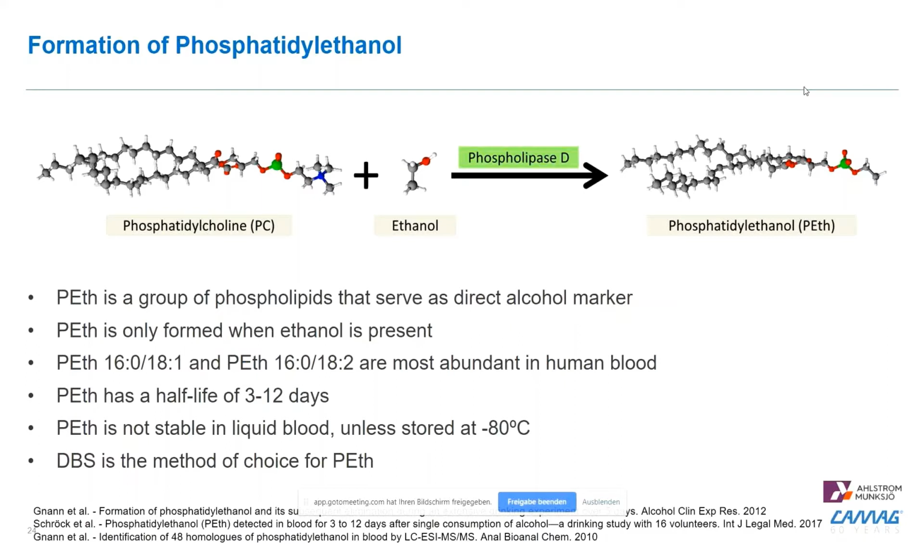PEth 16:0/18:1 and PEth 16:0/18:2 are the two most abundant forms of phosphatidylethanol present in human blood and are often measured together. PEth itself has a half-life of 3 to 12 days. It is not stable in liquid blood due to the fact that there are enzymes degrading it, unless that blood is stored at -80 degrees Celsius. Therefore, it was found that DBS is the method of choice for the analysis of phosphatidylethanol, as when dried onto the DBS card, PEth becomes stable for a much longer duration.